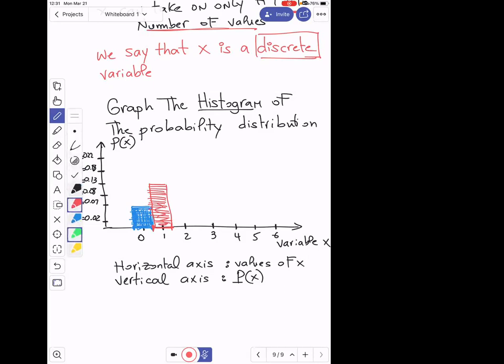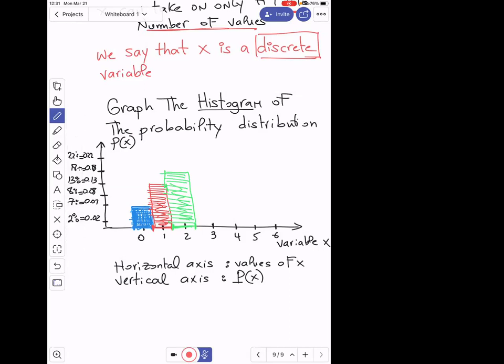So then x is equal to 2. The percentage is 18%. So here's my interval, which represents x equal to 2, right? Again, the 2 is in the middle, and then we need to go up to 18%. So the height of the box, or rectangle, is 18%, 0.18, etc. So let me just finish here.